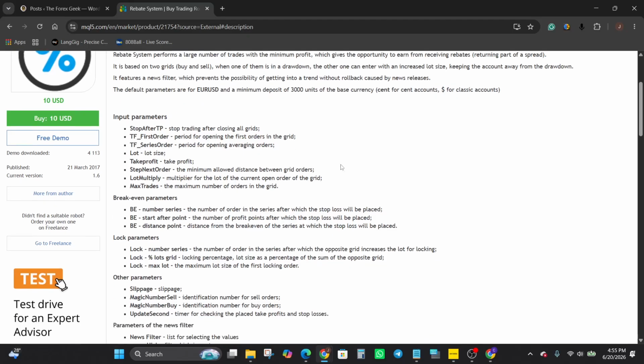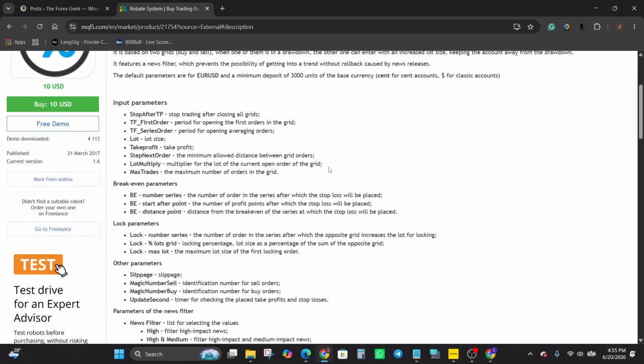Moving into the settings section, there are controls for opening the initial grid order, opening additional averaging orders, setting lot sizes, take profit targets, maximum grid trades, and lot multipliers. These parameters directly influence how aggressively the grid structure expands over time. The EA also includes break-even functionality. Users can define after which order in a series break-even protection becomes active, how much profit is required before activation, and where the stops should be placed relative to the break-even level.